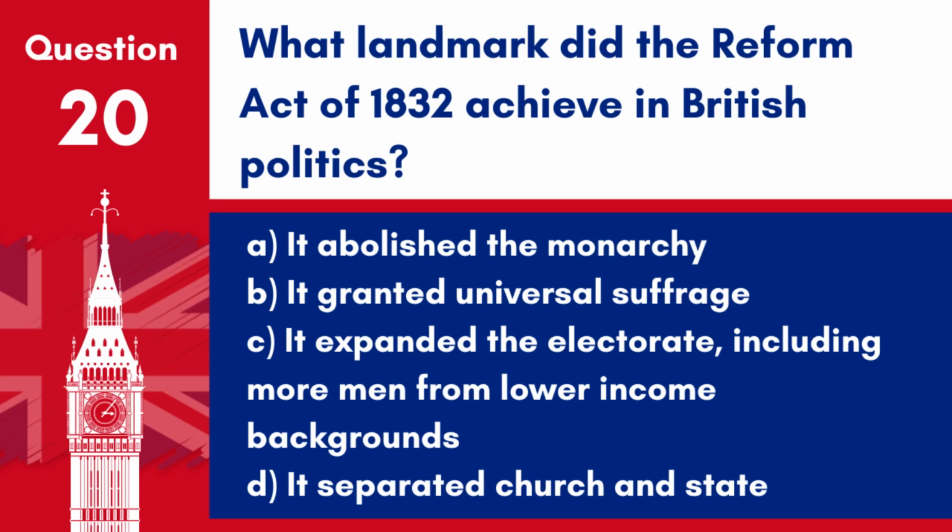Question 20. What landmark did the Reform Act of 1832 achieve in British politics? A. It abolished the monarchy. B. It granted universal suffrage. C. It expanded the electorate, including more men from lower income backgrounds. D. It separated church and state.